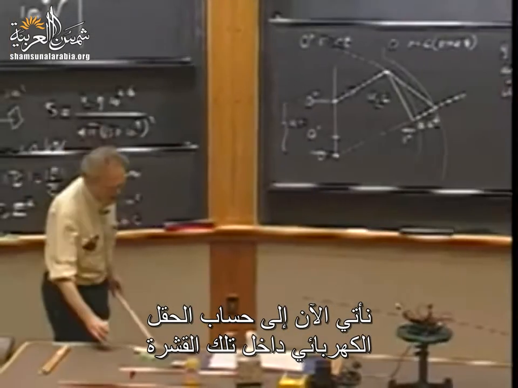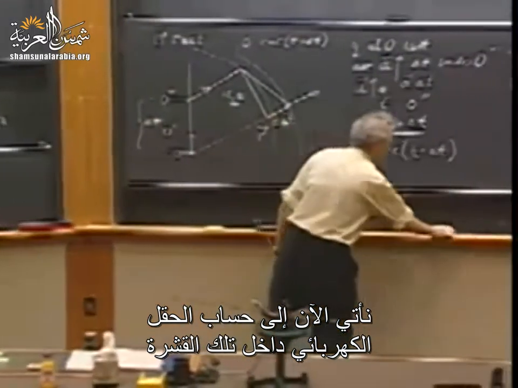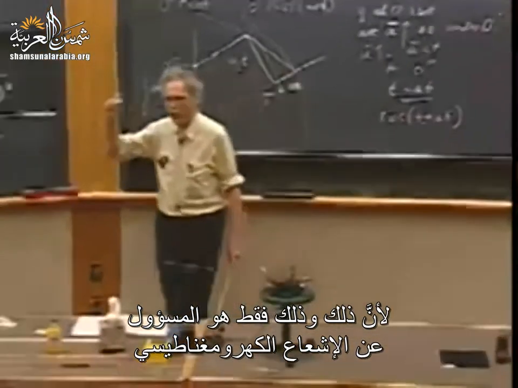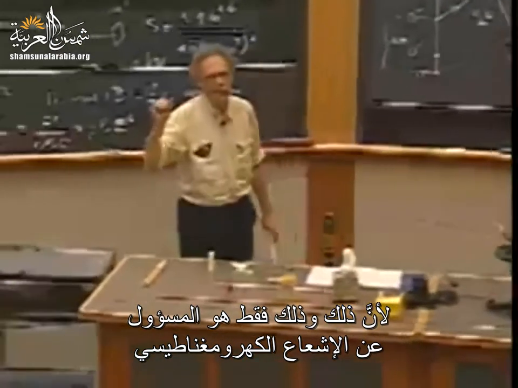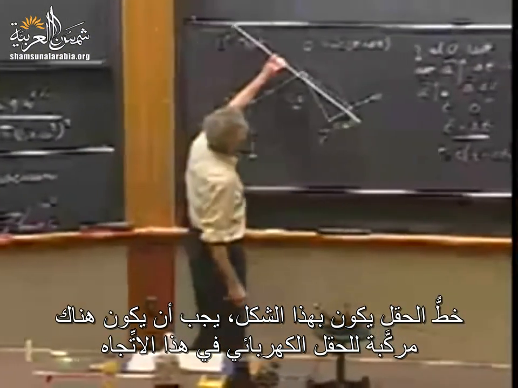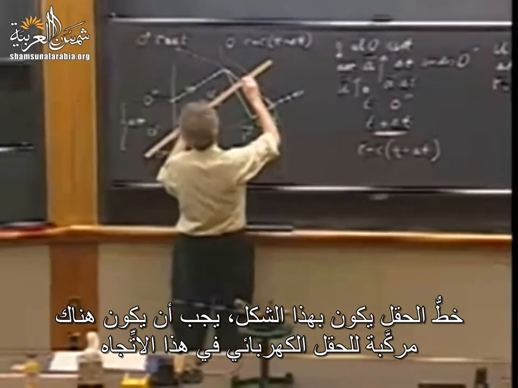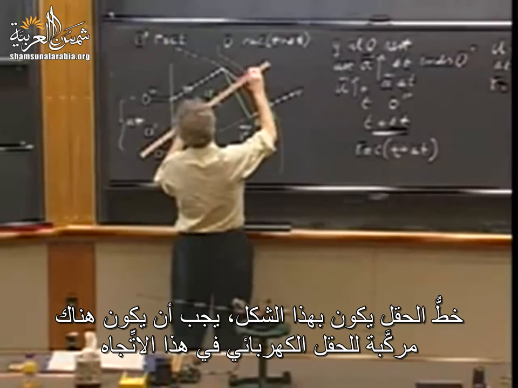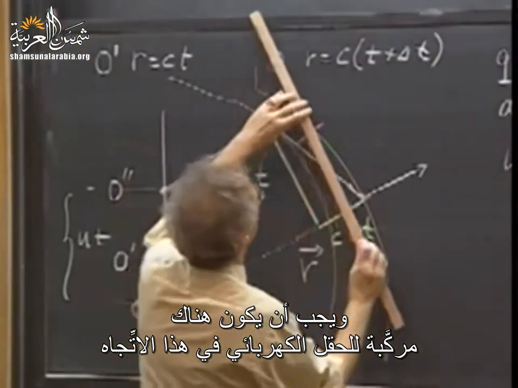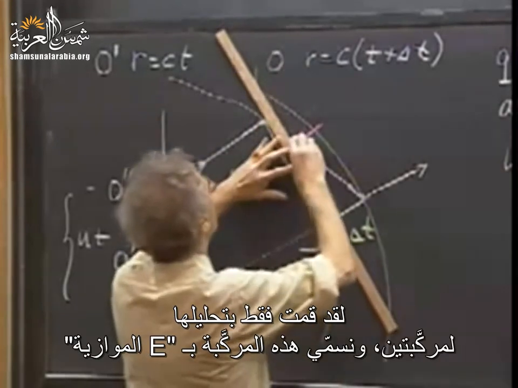And now comes my task, and that is to calculate the electric field inside that shell, because that and only that is responsible for the electromagnetic radiation. And so the field line goes like this. So there must be a component of the electric field which is in this direction, and there must be a component which is in this direction. I just decompose it.